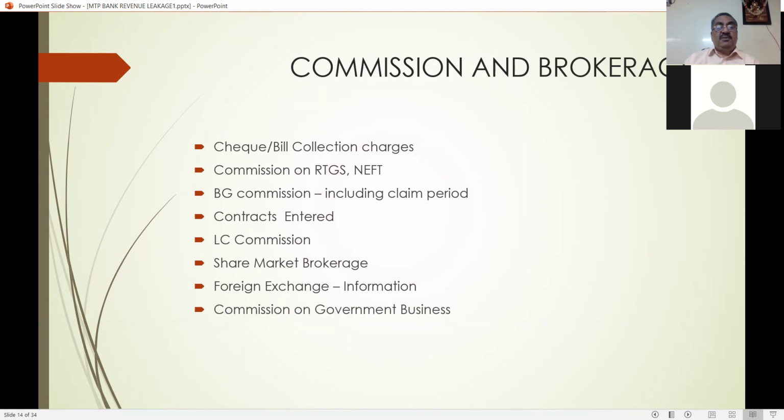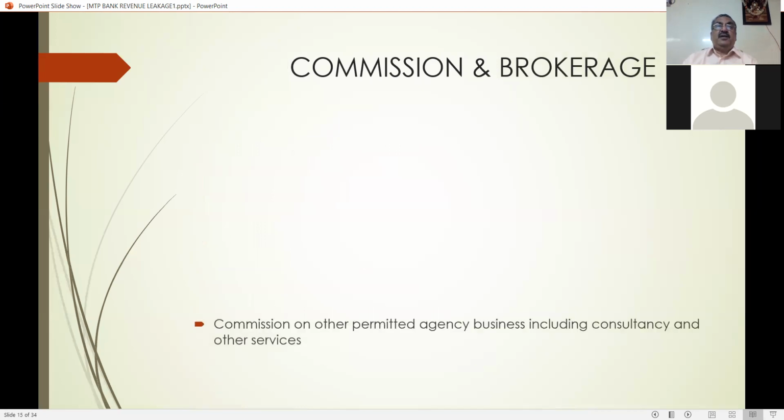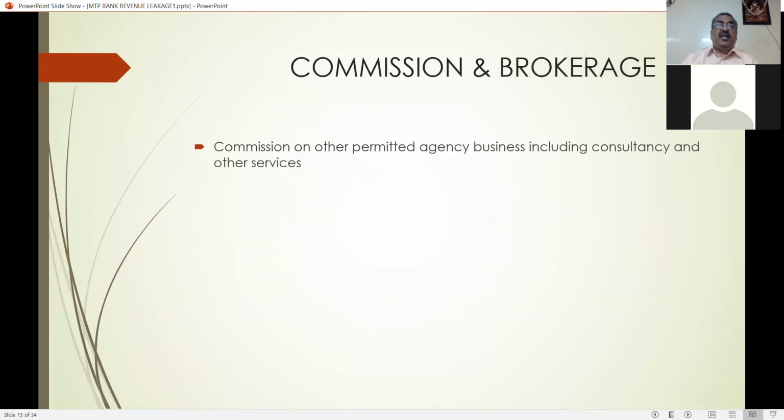And commission on government business. What is called commission on government tax collections and GST collections. For that the government is paying commission to you. And commission on other permitted agency, including consultancy and services.